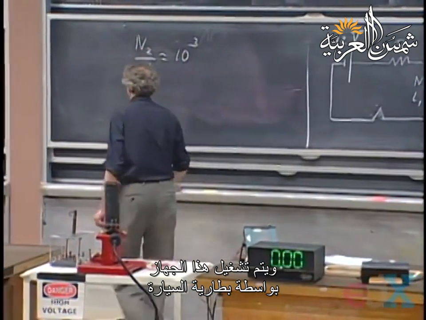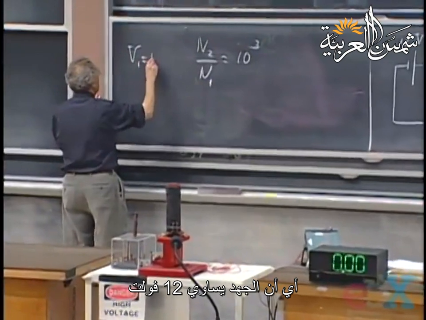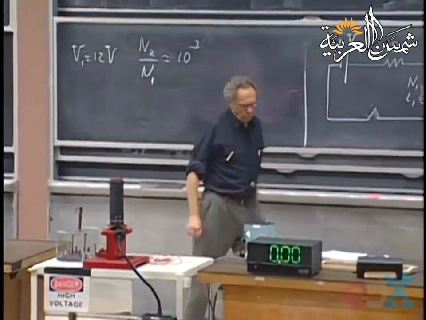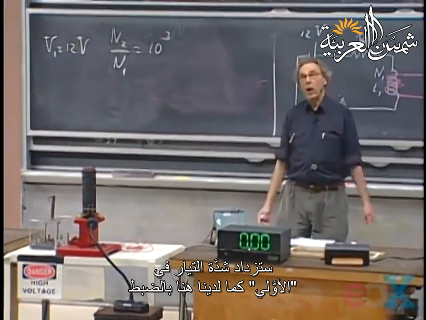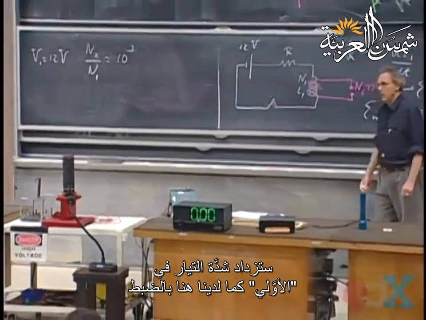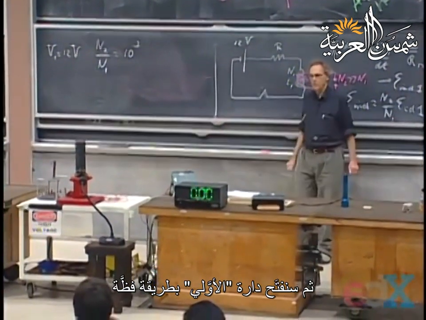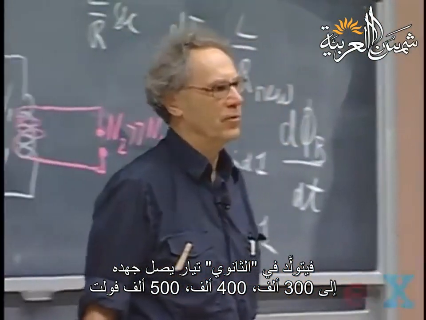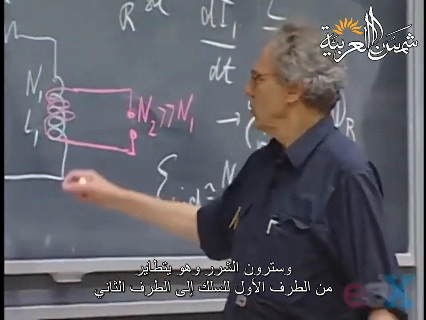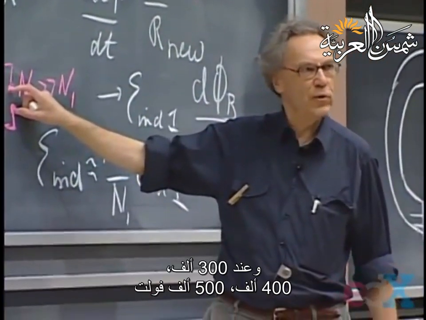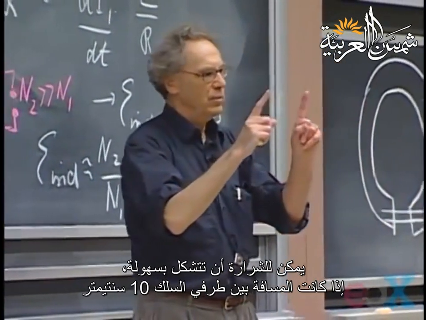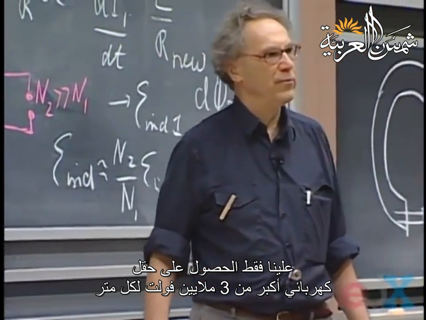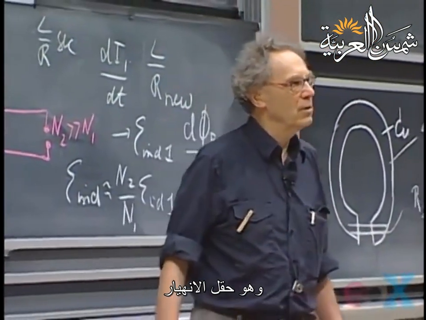And we run it with a car battery, just like your car, 12 volts. We let the current build up in the primary, just like we have here, and then in a very cruel way, we open the primary, and we create in the secondary up to 300,000, 400,000, 500,000 volts. And then you will see a spark fly over here. At those voltages, you can draw a spark over a distance of 10 centimeters easily, because all you have to do is get above 3 million volts per meter, which is the breakdown electric field.